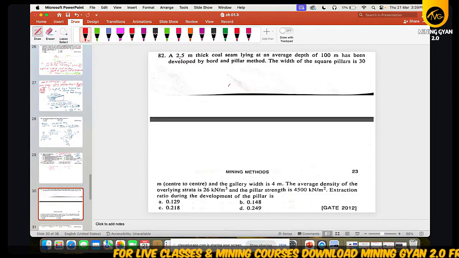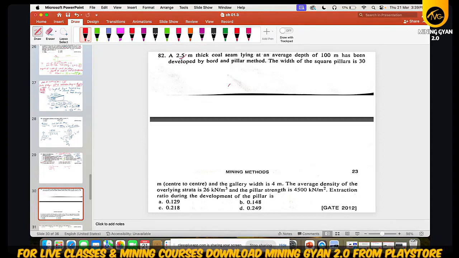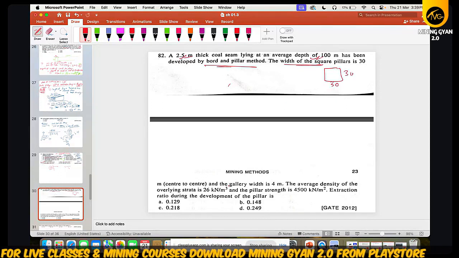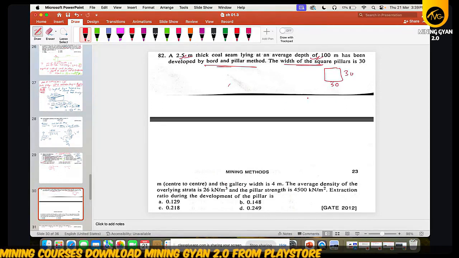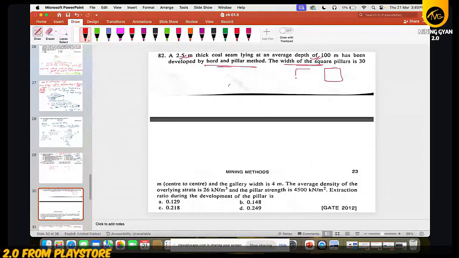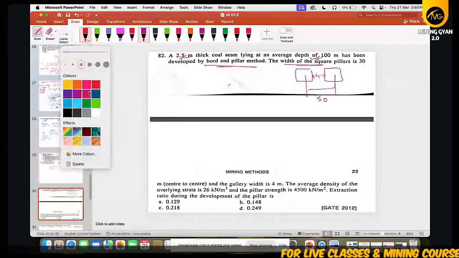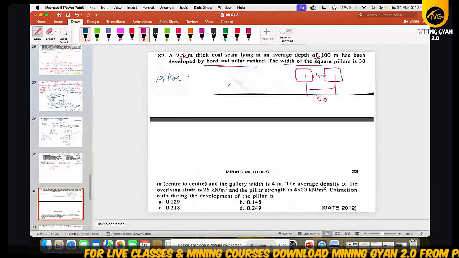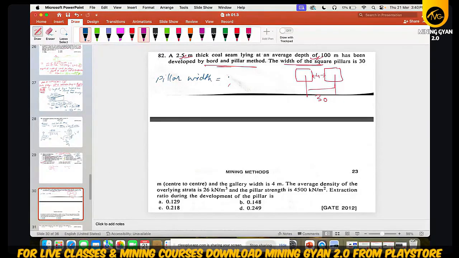So in this question they have provided a 2 meter thick seam, depth 100 meter, developed by board and pillar. The width of the square pillar is 30, square pillar means 30 by 30. And center to center, this is not the pillar, this is the center to center distance. So this is 2 pillars and the center to center distance is 30, and the gallery they have provided us is 4 meter. Then we have discussed this type of question, how to calculate pillar length, pillar width. Pillar width क्या हो जाएगा, center to center distance minus gallery.